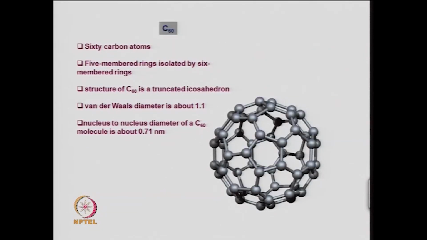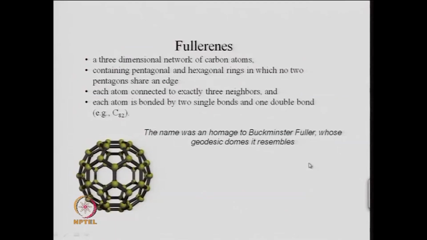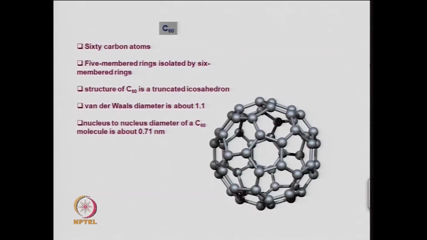So, again going through the main characteristics of the C60 molecule, there are 60 carbon atoms, and there are 5 membered rings. So, this is a 5 membered ring, as you see here, there are 5 carbons and there are 6 membered rings here, and this 6 membered ring can be connected to another 6 membered ring in this C60 molecule, but 2 5 membered rings cannot be connected to each other.